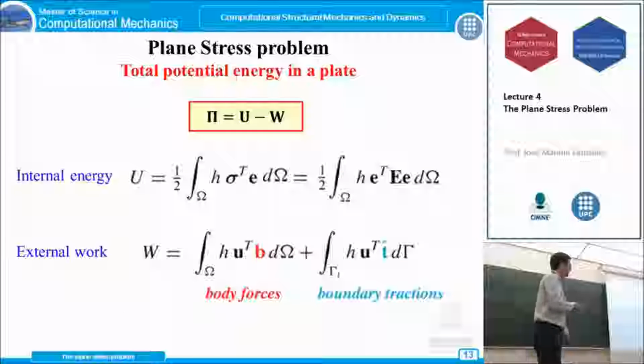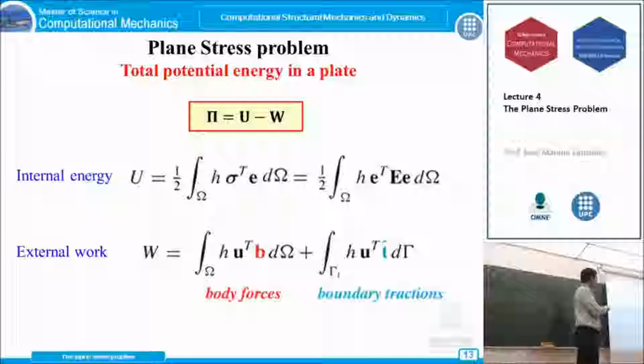Well, again, we're going to make similar assumptions now, but using a much more complex problem with 2 components of displacement and 3 components for strain and stresses. So we are going to talk about the internal energy and the external work. This internal energy again is calculated like 1/2 of this integration, the stress times the strain.